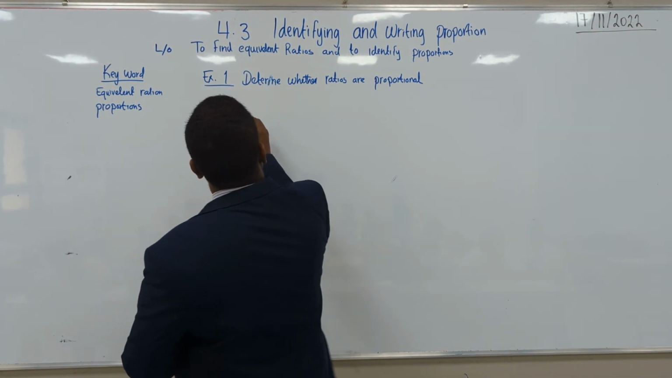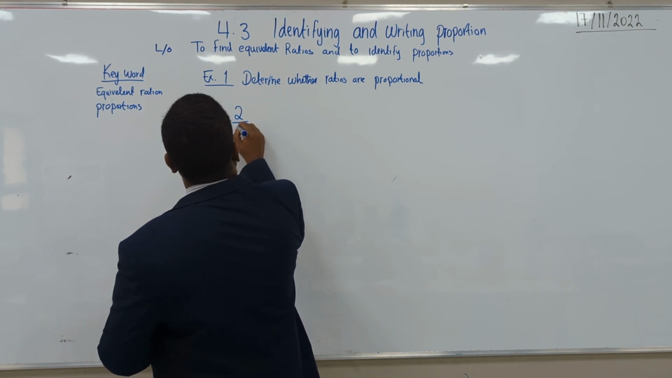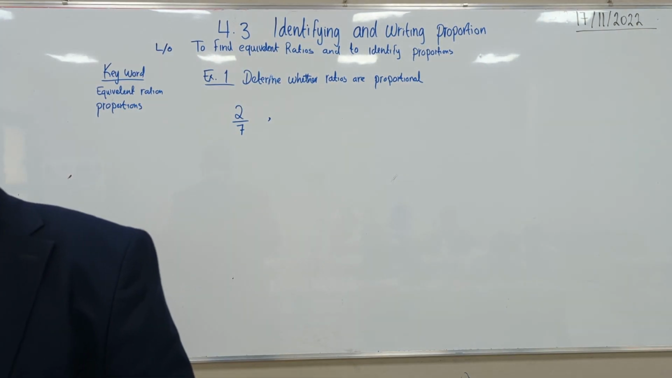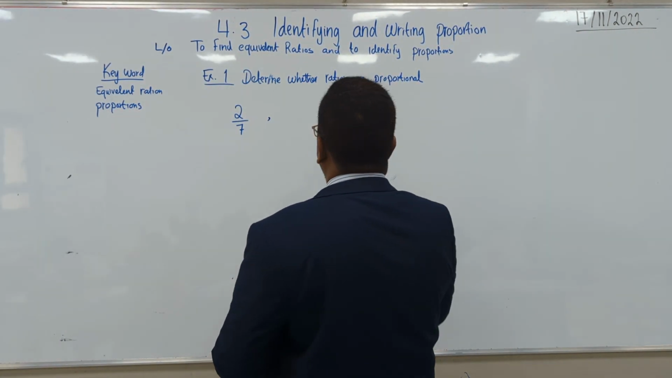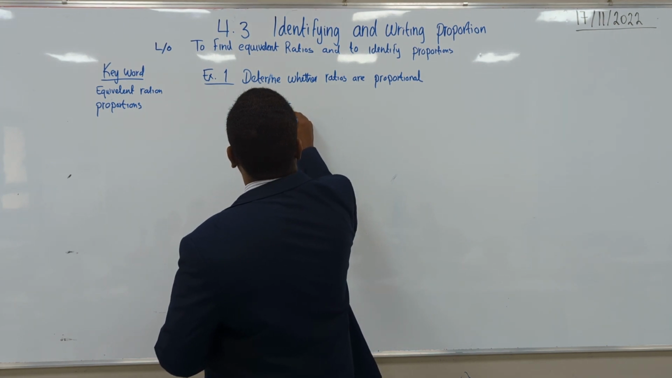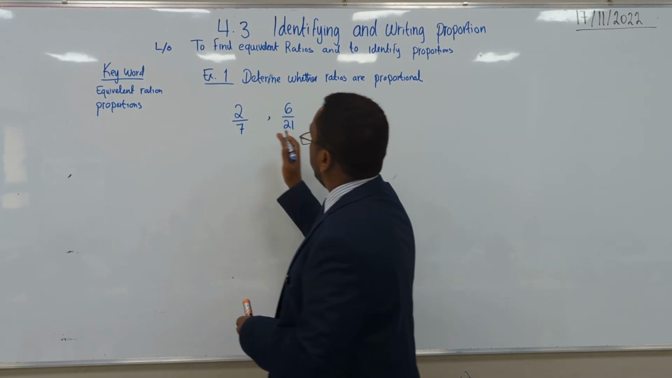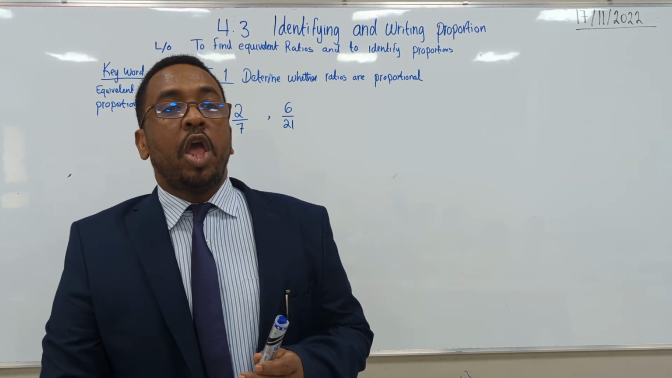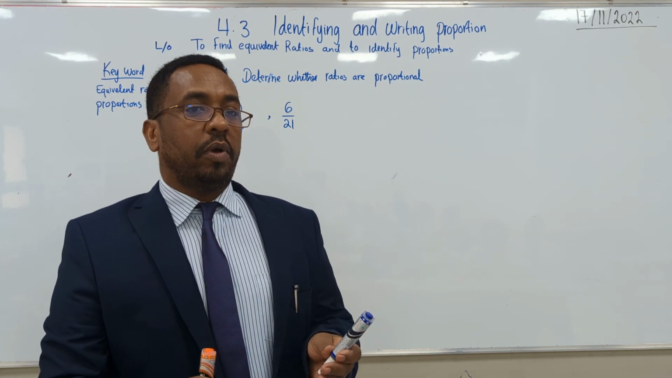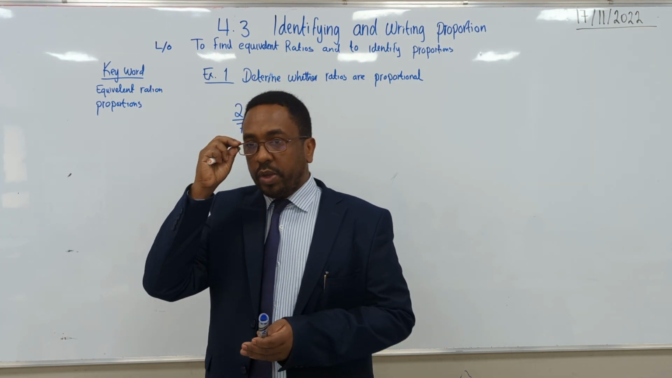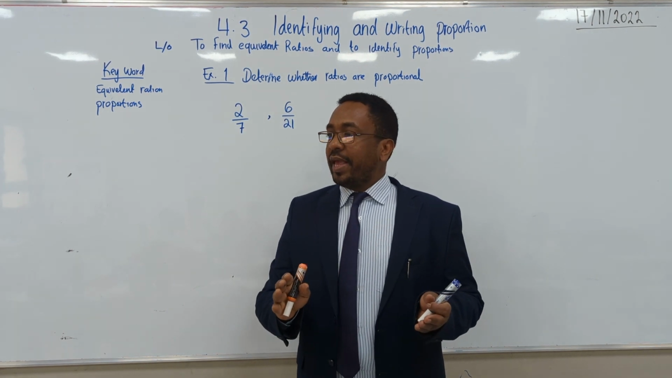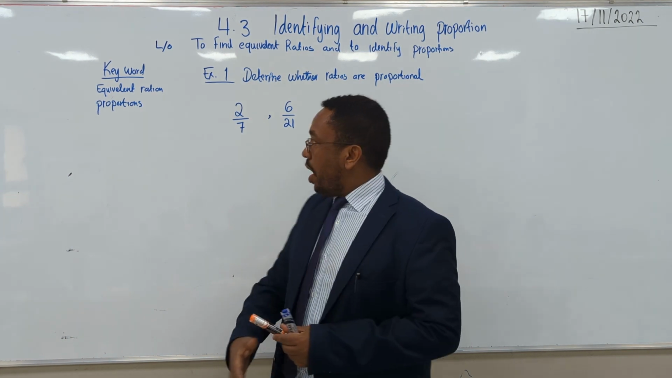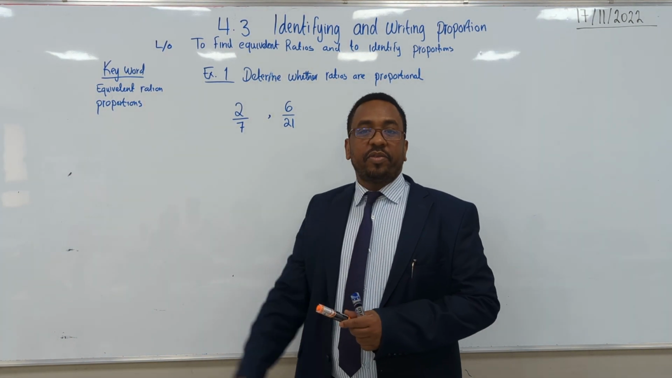We have 2 over 7, and we need to find out if that is proportional or equivalent to 6 over 21. So the first thing we need to do is to find out if they are really equivalent. We need to simplify one of them. We are allowed to simplify one of them so that we can check if they are similar. So now, can we simplify any of them to make it similar to the other one?